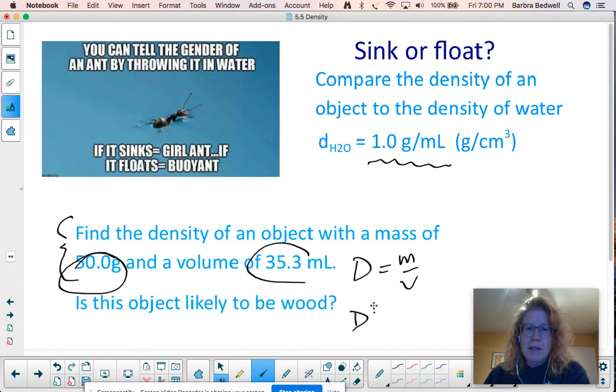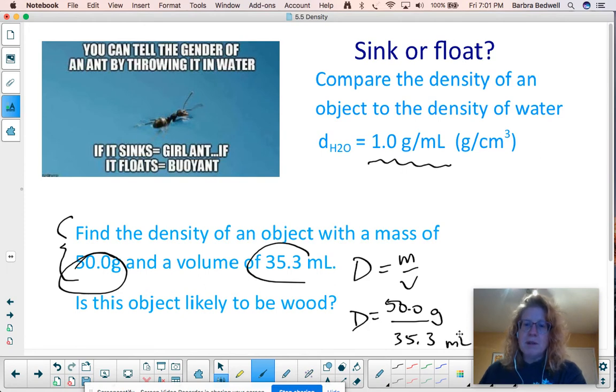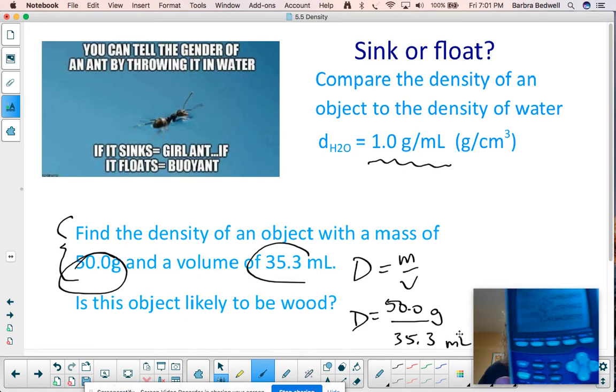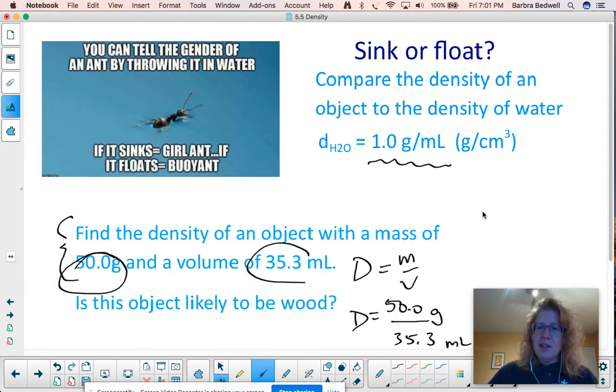We go density equals 50.0 divided by 35.3. This is grams. This is milliliters. So my calculator says, what do we got here? 50 divided by 35.3. I get a crazy number like that. So sig figs is still a thing. Density would be equal to 1.4164, something crazy like that.